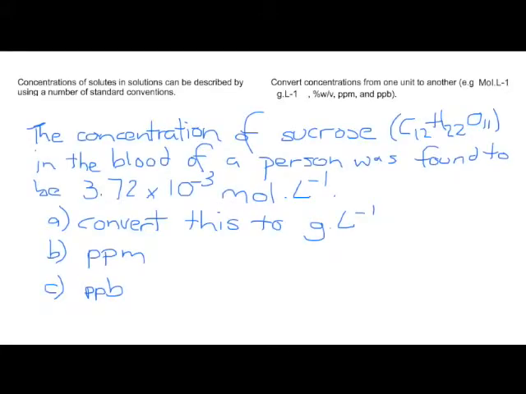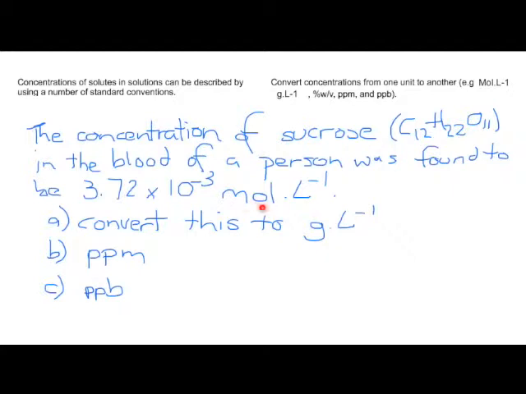So in this example, the concentration of sucrose in the blood was found to be 3.72 times 10 to the minus 3 moles per litre. Firstly, you need to convert this into grams per litre, and then into parts per million, and finally parts per billion. So taking a look at the first conversion, grams per litre.